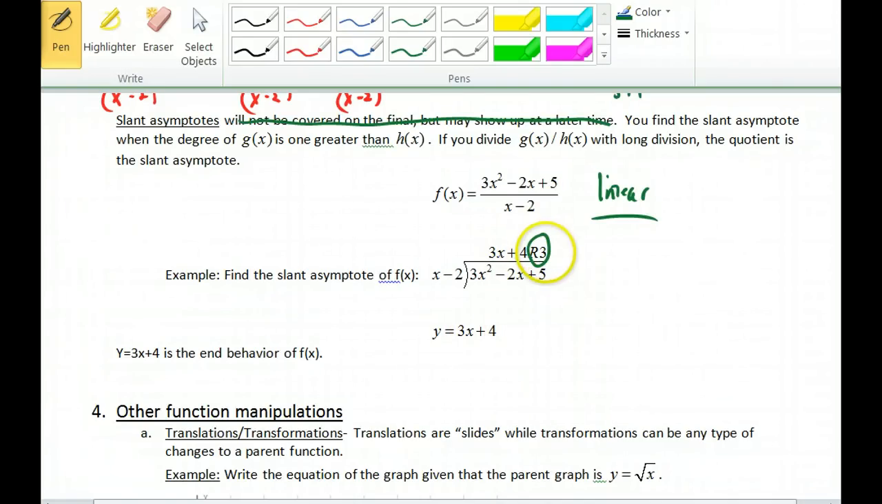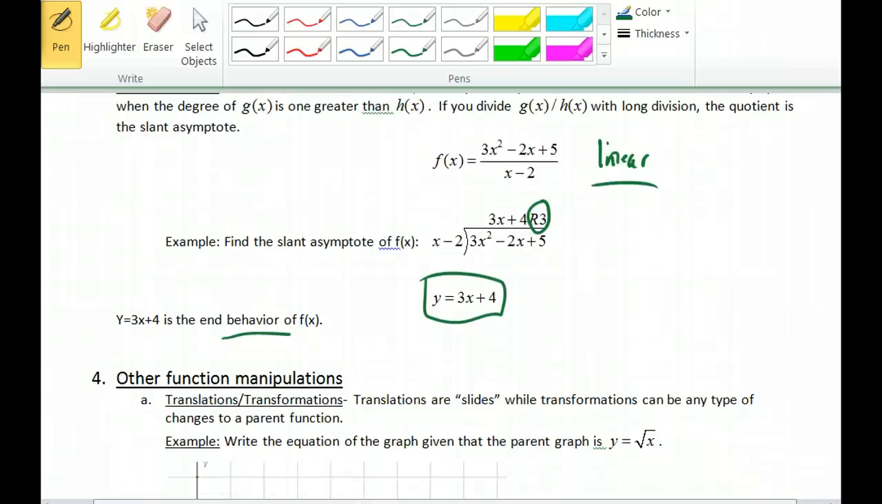I disregard the remainder of 3 because as x goes to infinity, putting 3 over x minus 2 would make that term go to 0. So I just take the 3x plus 4, and that would be the equation of my slant asymptote. And that would be the end behavior. Oh, quadratic divided by linear gives me a linear. Oh, makes sense. Okay, good.